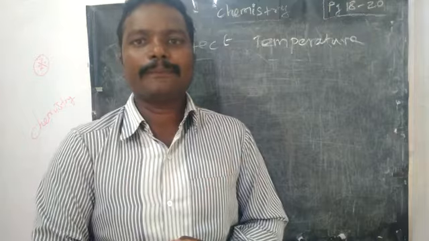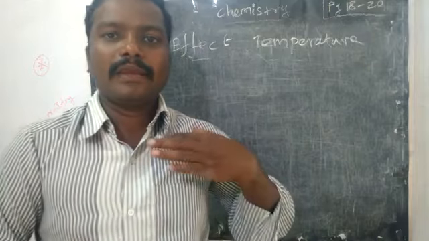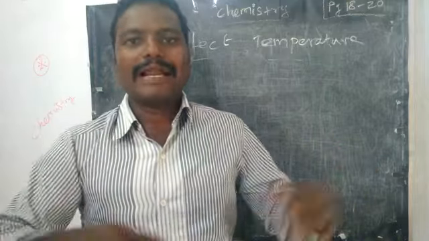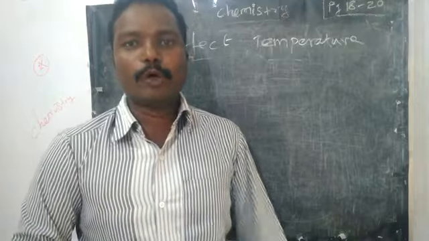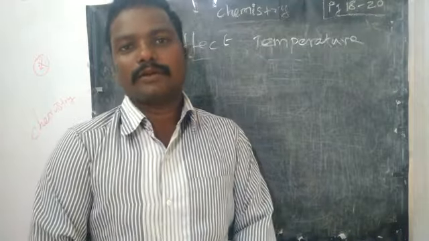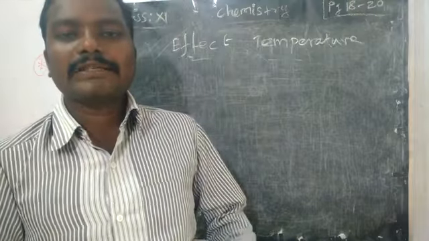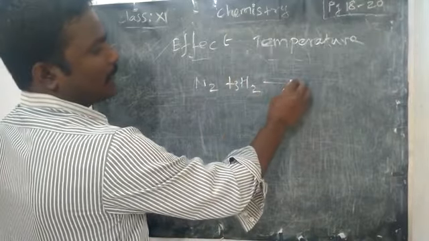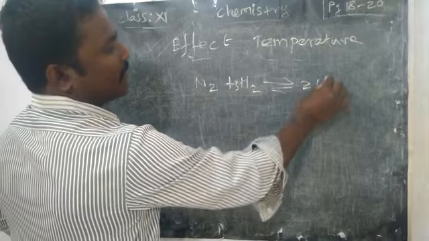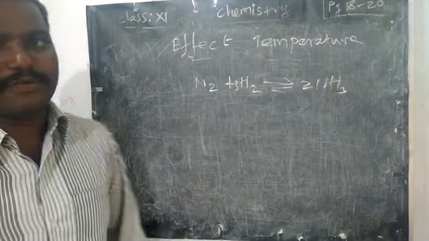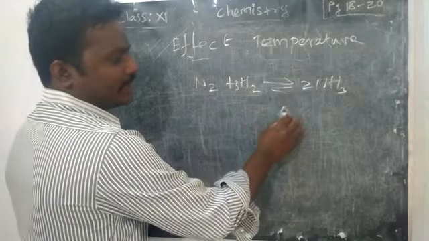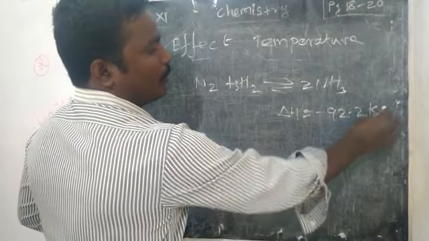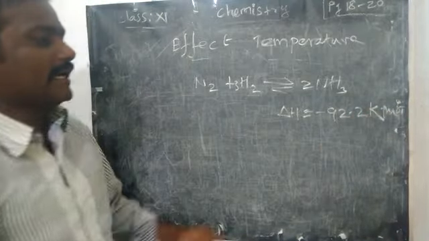By increasing the temperature, the forward reaction as well as the reverse reaction may take place. After attaining equilibrium, the forward and reverse reactions have equal rates. Yes, we will take an example. For example, nitrogen and hydrogen on combination give ammonia formation reaction, right? For this forward reaction we get a delta H value of minus 92.02 kilojoule per mole.